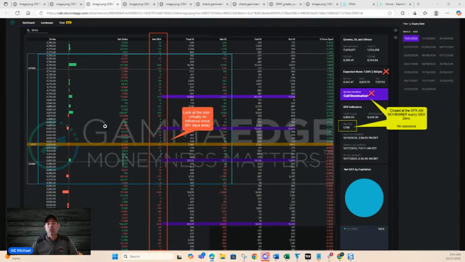All right, moving on to the SPXA. This is our larger tankers that control the overall market, or what we call our cruise ships. So anyway, institutional positioning via the SPXA. Obviously, monthly expiry here, so we're looking at the November expiry coming up. Again, virtually, as we said, no size here.